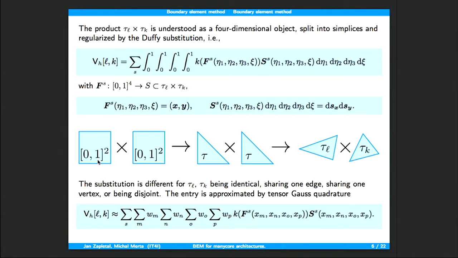And if you program it naively, this translates to 4 or 5 nested for loops. The problem is that the number of quadrature points in each dimension is usually quite low. It's like 3 or 4. So the vectors in the innermost loop would be really short. So our aim is to collapse these 4 loops here.